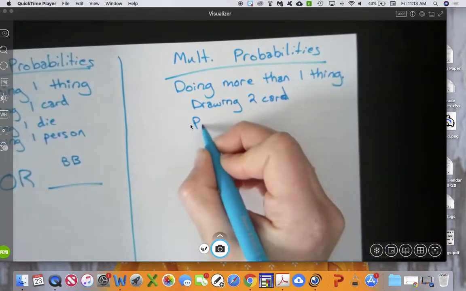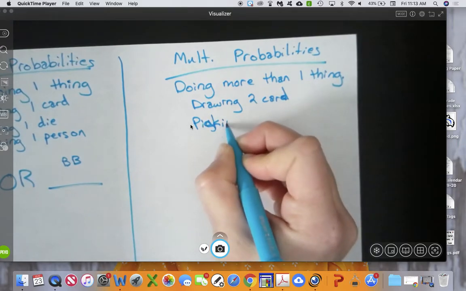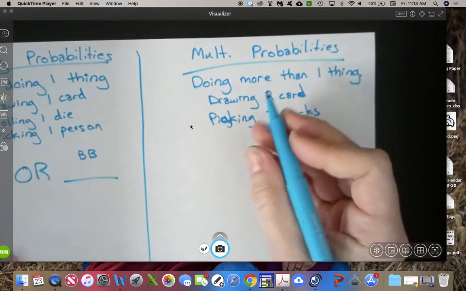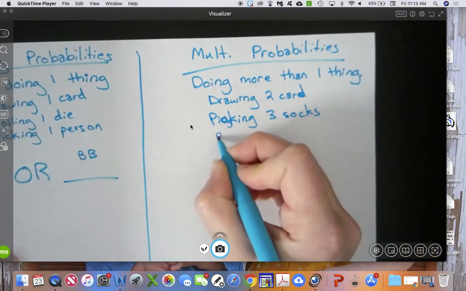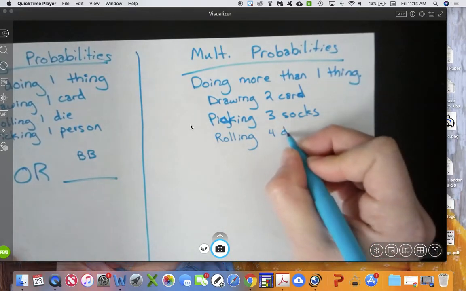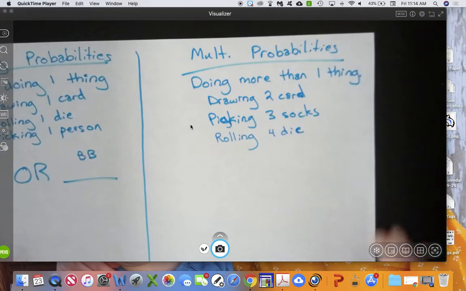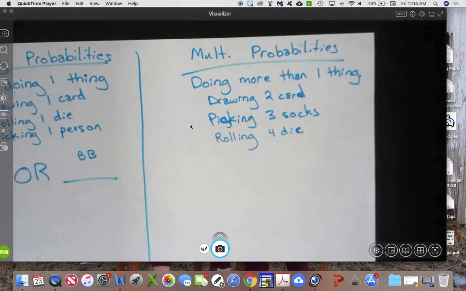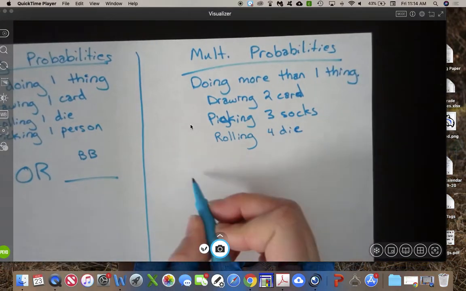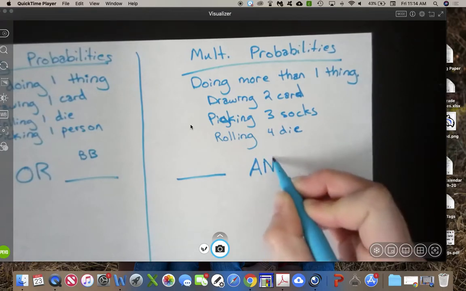You are picking 3 socks. You are rolling 4 dice. So you are doing more than one thing. You're drawing 2 cards instead of just one. You're selecting 2 people rather than just one. Okay? And so on here, you are going to find this and this.